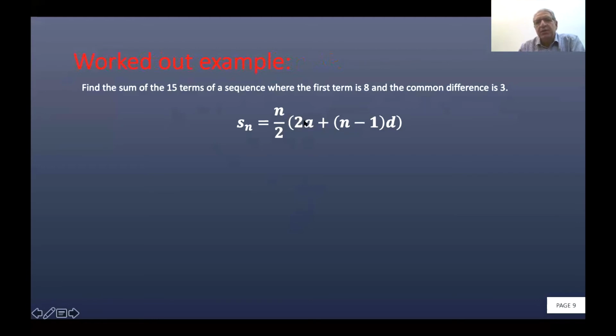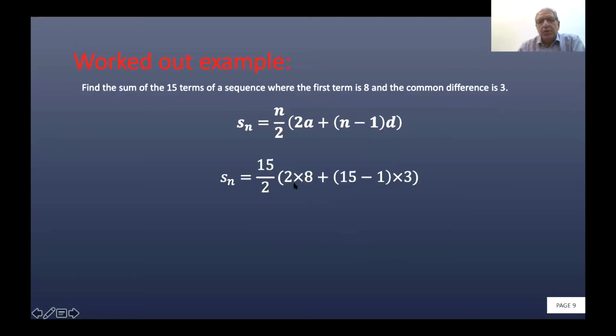A has been given to us as 8. Therefore, 2 times 8. n is 15. Therefore, 15 minus 1 times d, the common difference, 3. Just substitute all the values. We are going to get 15 over 2 times 2 times 8 plus 15 minus 1 times 3. Let's calculate this. We are going to get 435. Therefore, the sum of the 15 terms of this sequence is 435.